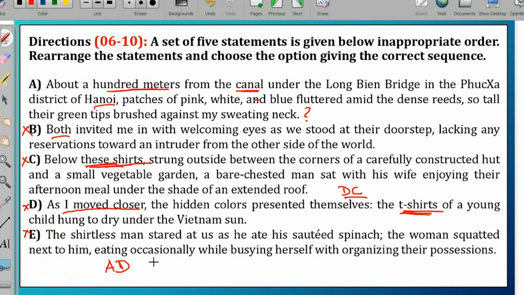मतलब this is continuation. This is more of a continuation. These things will come with time. आप जैसे आपका understanding, comprehending skills बढ़ेगा, you will also quickly solve these parajumbles. Now, as I moved closer, अब 100 meter दूर था ये, उसके बाद ये close move हो गया. He went closer to it, and we have already seen that D and C will be coming in pairs. So A, D के बाद आएगा C. And below these shirts, A, D, C.